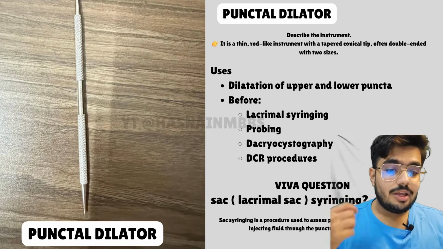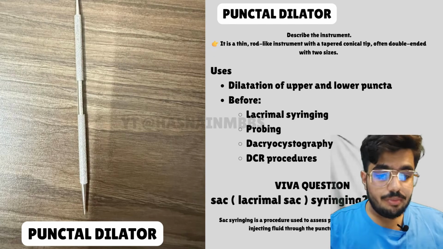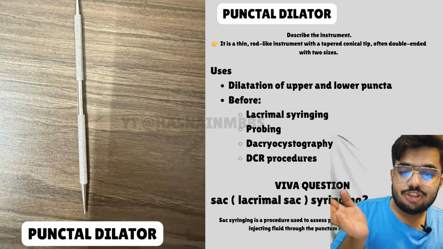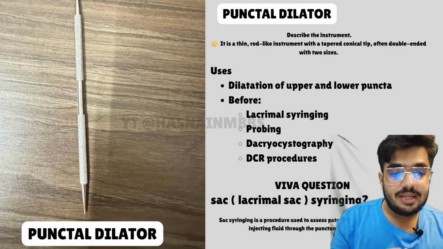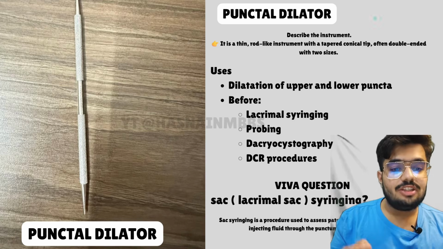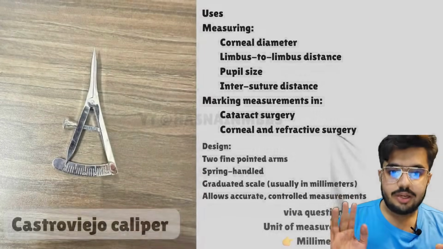A question may be asked, what is lacrimal syringing? How do you perform it? Then you can say it's a syringing procedure to assess the patency of the lacrimal drainage system by injecting fluid through the punctum into the lacrimal drainage system.